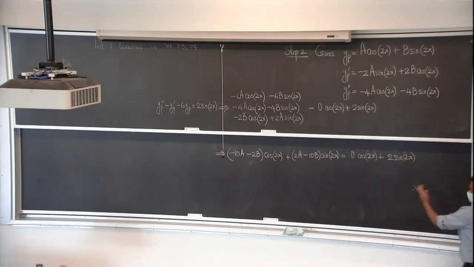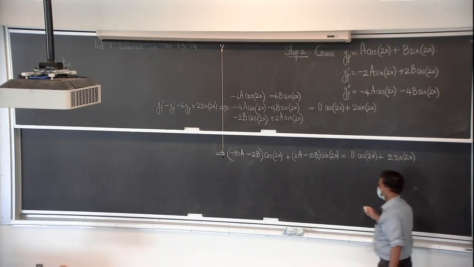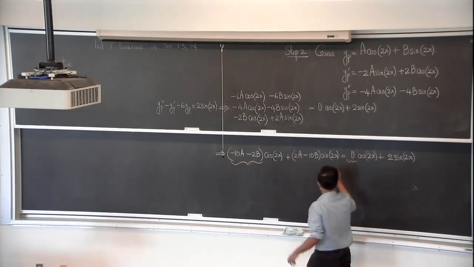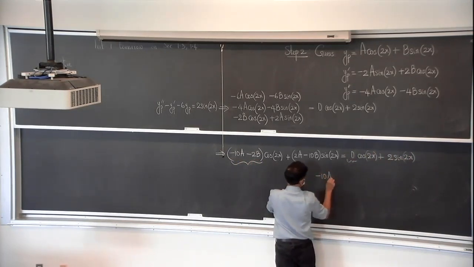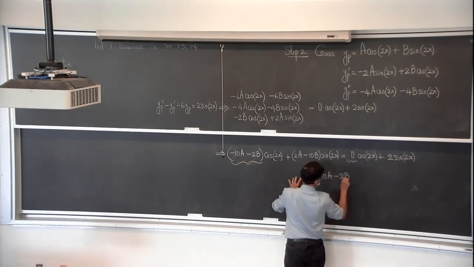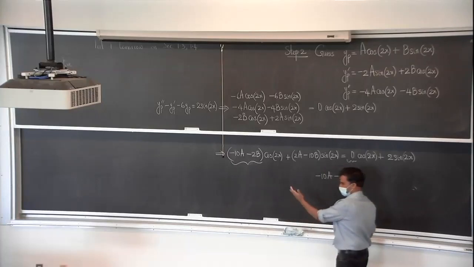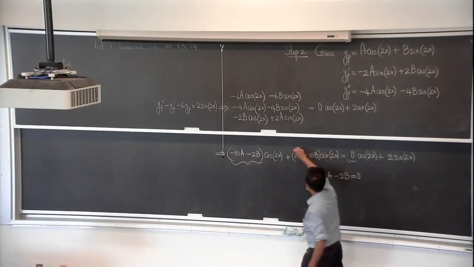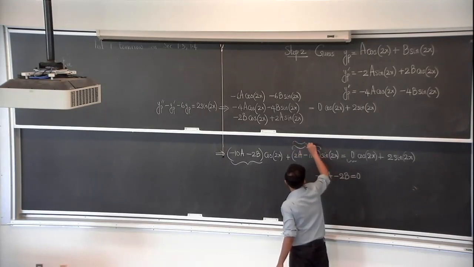If this equation has to be true, then the cosine and sine terms should have the same coefficients on both sides. So negative 10a minus 2b should be equal to 0, just by comparing the coefficients, because these two are the same thing, right? And similarly, we have 2a minus 10b equal to 2.